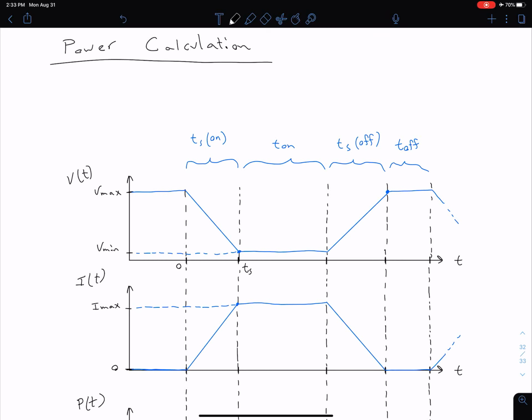So now let's see if we can take a closer look at the power that is absorbed by the device in a switching power supply. And in particular, we're going to look at the average power dissipated.